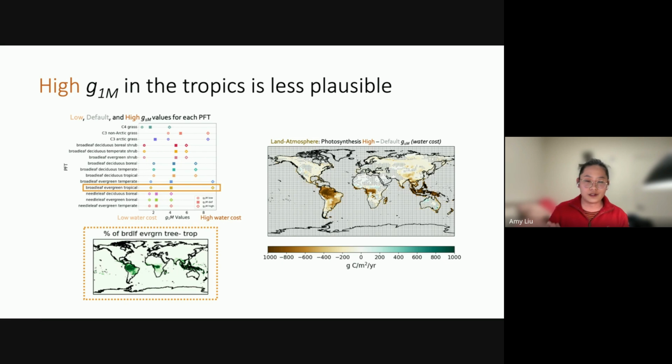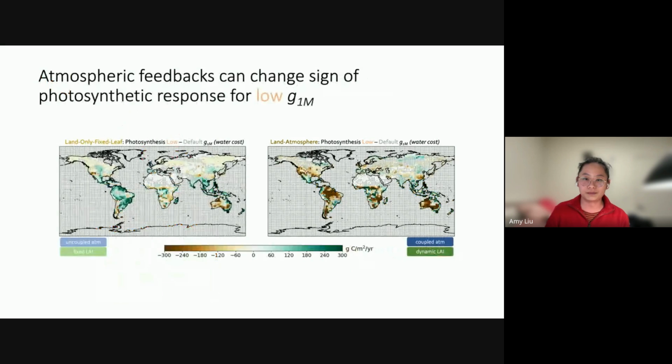So this really just drives the point home that the high extreme for GNM is probably not that plausible. So now moving on to the low GNM perturbations. On the left again, we have the simulation where we have no atmospheric feedbacks. On the right, we have the simulation where we have atmospheric feedbacks.